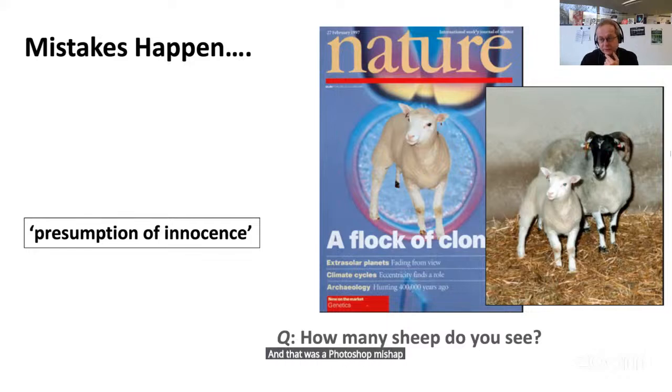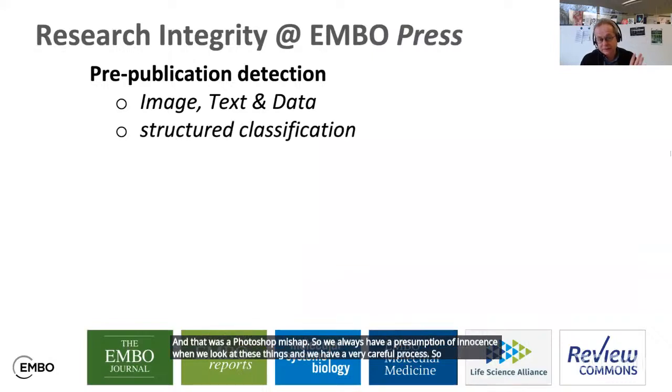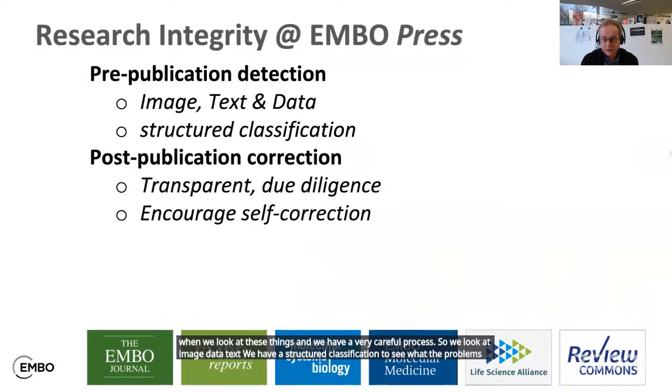So we always have a presumption of innocence when we look at these things, and we have a very careful process. We look at image, data, text. We have a structured classification to see what the problems are, and we do very careful post-publication corrections, which, with transparency, we always explain in great detail.